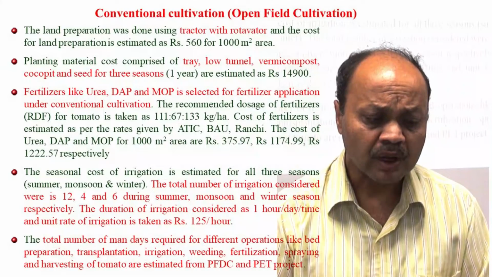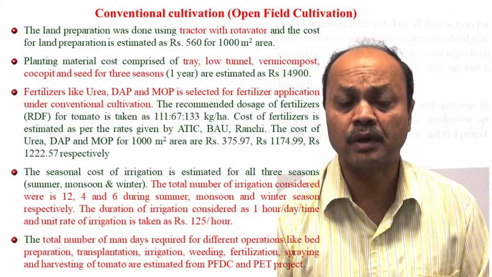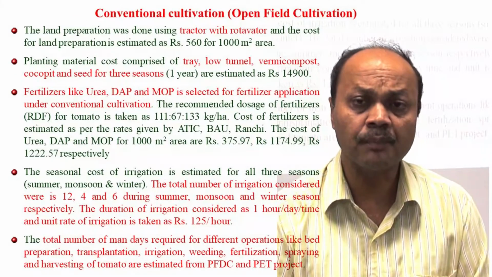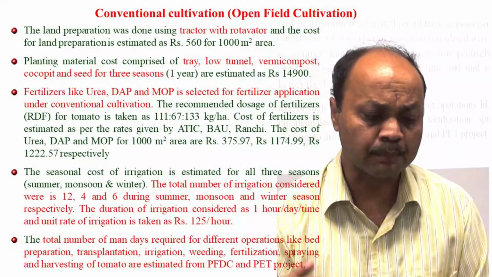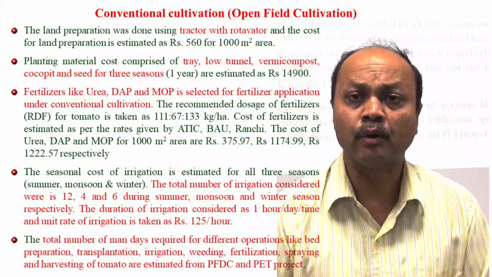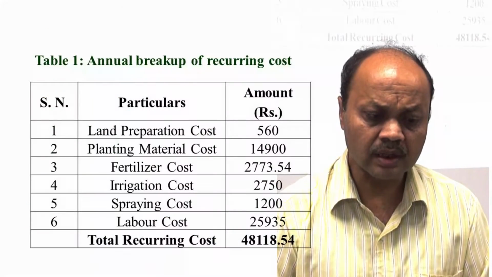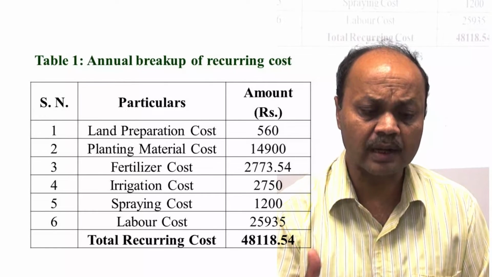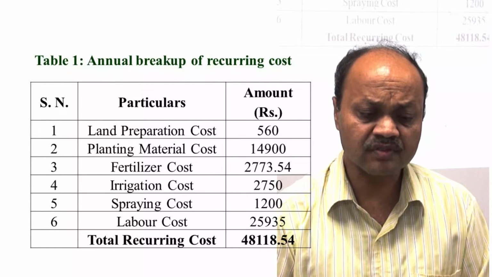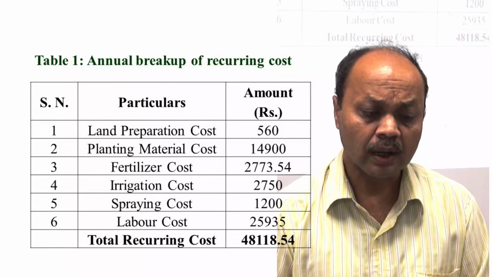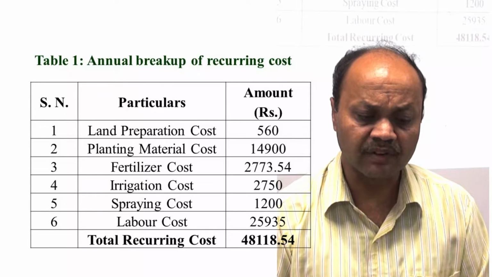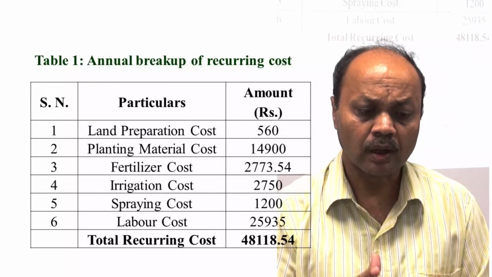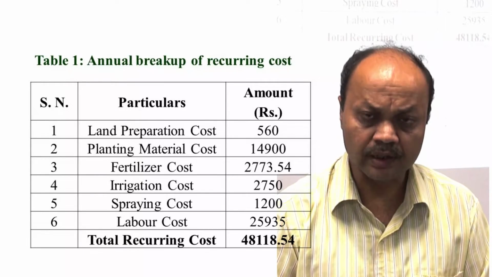And for irrigation, because here conventional irrigation is used, for round the year, in summer, monsoon and winter seasons, we have considered the number of irrigations we have to give and the total manpower required. So here you can see the land preparation cost, as I told, 560 rupees, and planting material cost we have already discussed, then fertilizer cost, irrigation cost, spraying cost and labor cost. So it is around 48,000 rupees total recurring cost for cultivating the crop.